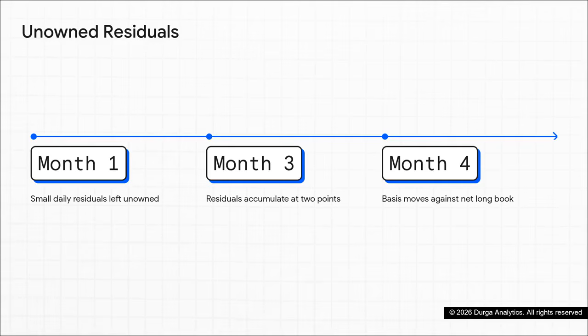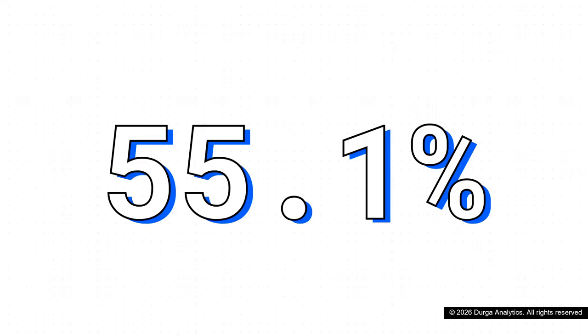Then, bam, in month 4, the book is suddenly 265,000 MMBTU net long, right when a regional basis moves $1.85 against the desk. These individually trivial residuals accumulated into a lethal, unowned position simply because no process was designed to sweep them. The consequence here is absolutely brutal.